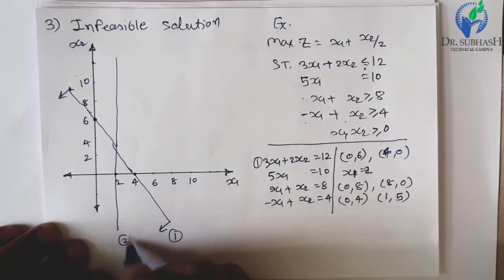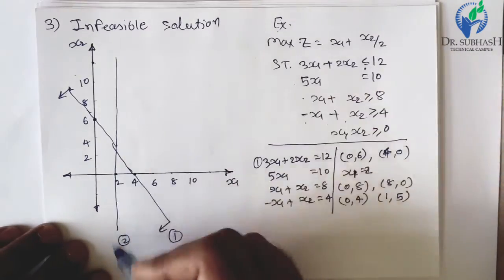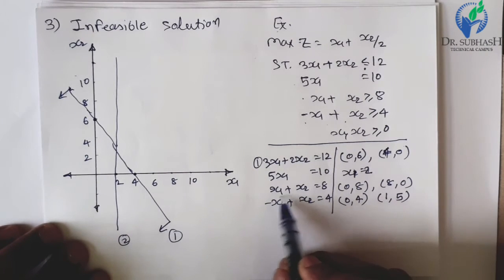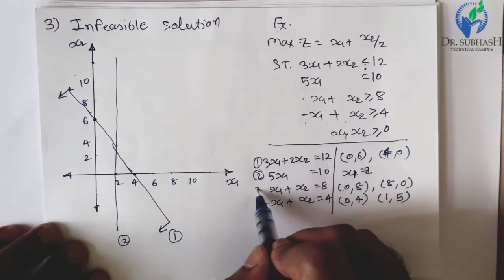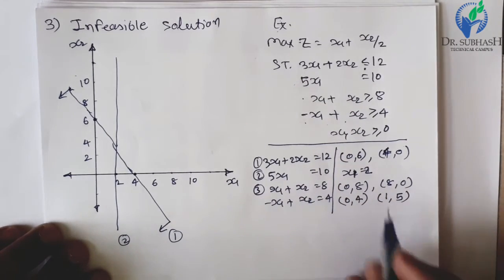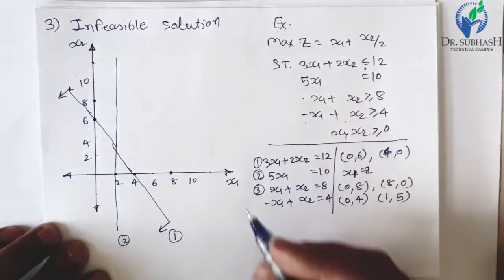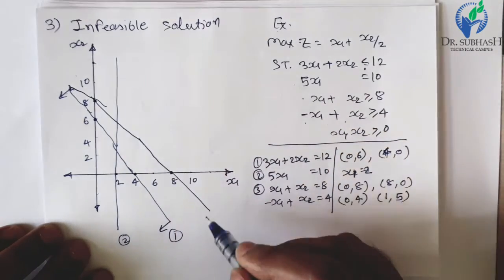This is the constraint number 2. As here it is given an equal to sign, so we will consider this as a line only. Then x1 plus x2 equal to 8. Say this is the second constraint, this is the third constraint. x1 plus x2 equal to 0, 8 and 8, 0. So both these points will lie here like this, and draw a line passing through both of them.